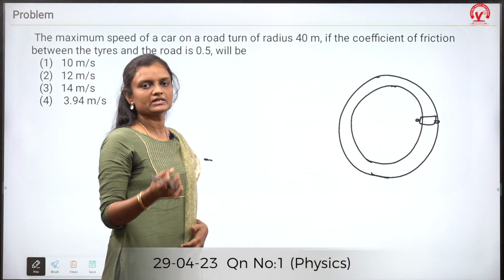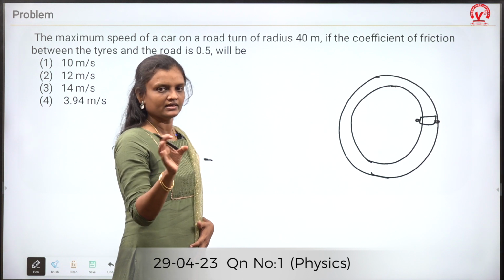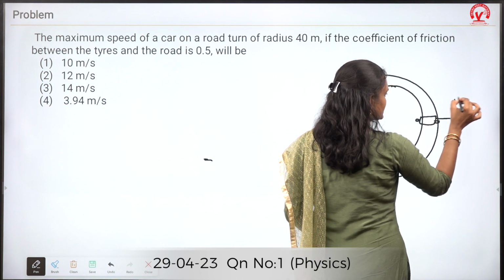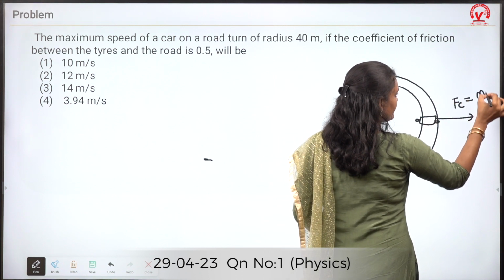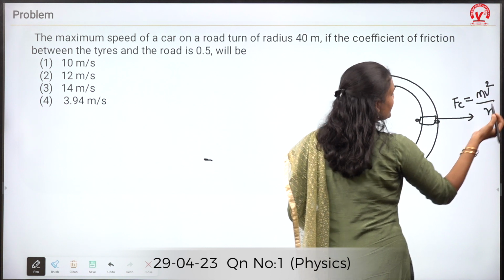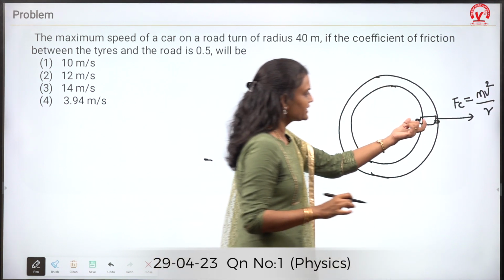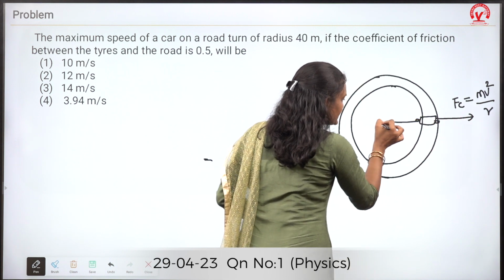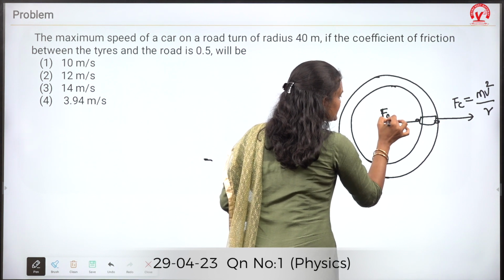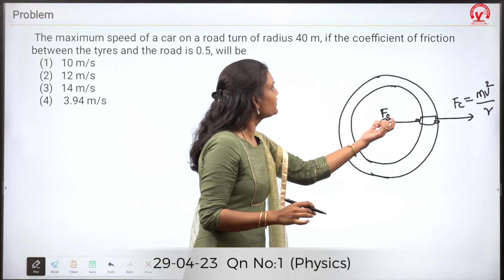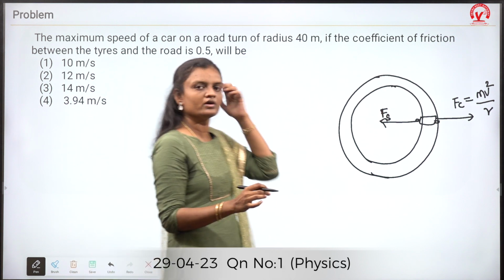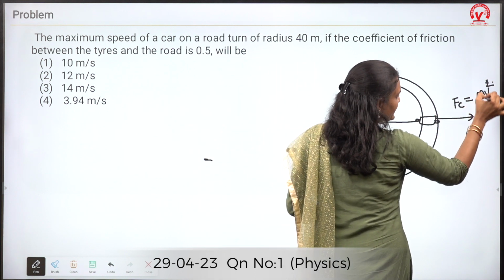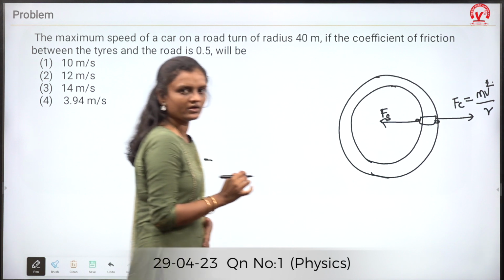When an object moves in a circular path, a force acts there. That is an outward force, the centripetal force, mv square divided by r. And when it acts in the outward direction, a force is created in the opposite direction, known as the frictional force. This frictional force acts between the tire and the road, and the car does not slip here. When the speed of the car increases, the frictional force also increases.